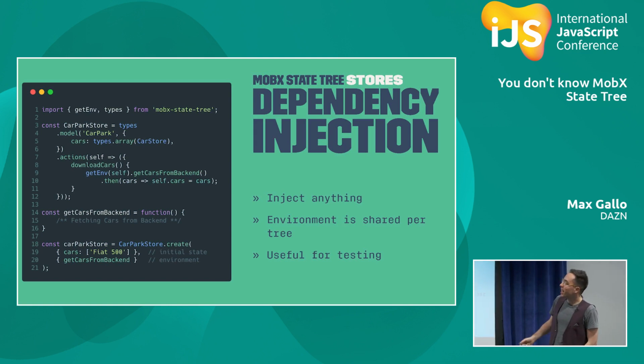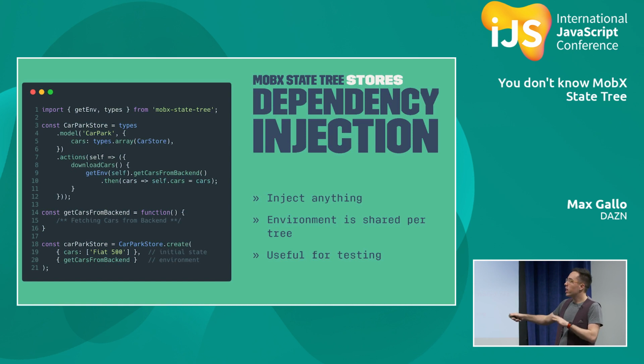Let's start with the example this time. Again, car park store, same car, same array, car store, same thing. The different thing is that right now I have an action which is download cars. I need to fetch some data from my server. I'm downloading the list of cars that I have.